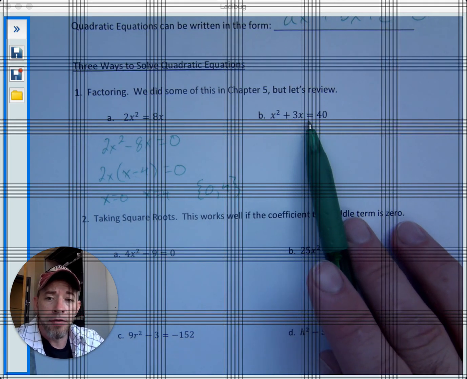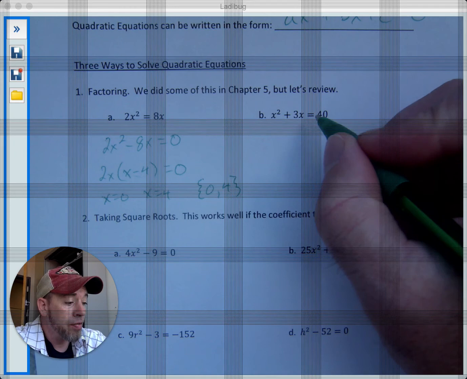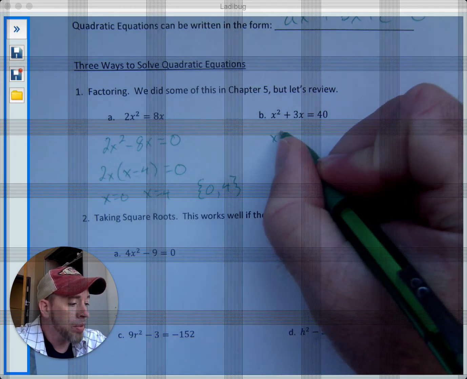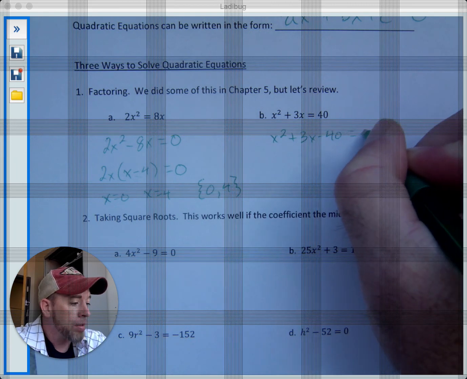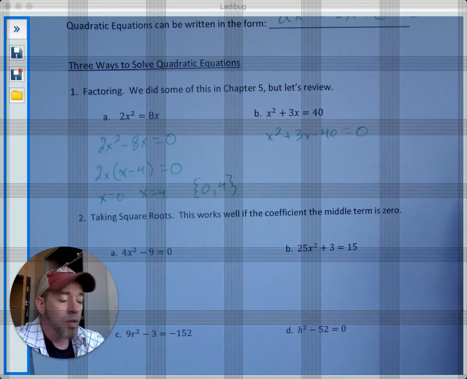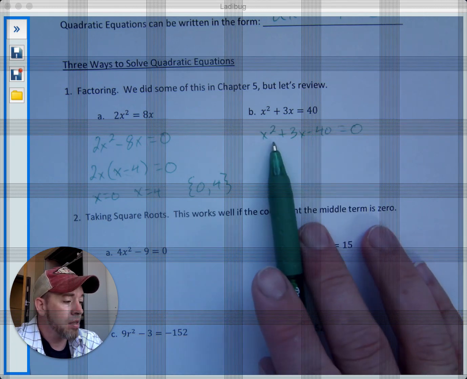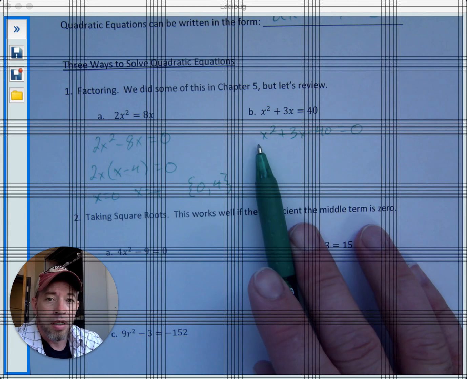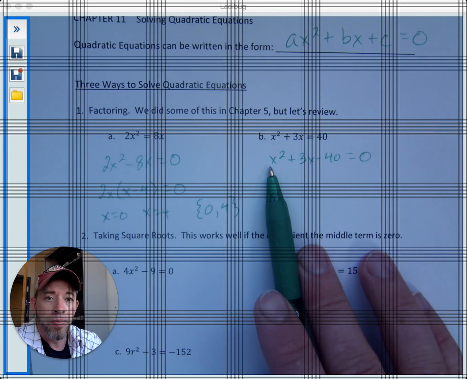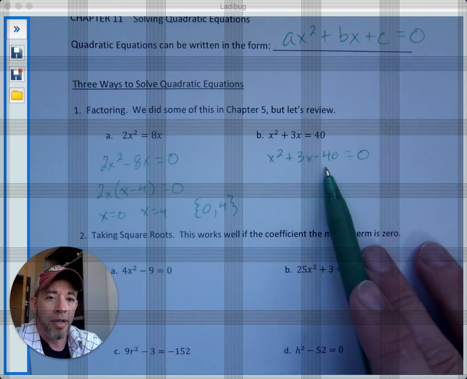If it can be factored, we'd like to get everything on one side set equal to 0. So here we need to subtract the 40, right? Subtract the 40, we get x squared plus 3x minus 40 equals 0. So we factored several polynomials like this. This is a trinomial because it has 1, 2, 3 terms. Your a value would be an understood 1 here. Your b value would be the 3, and your c would be a negative 40.